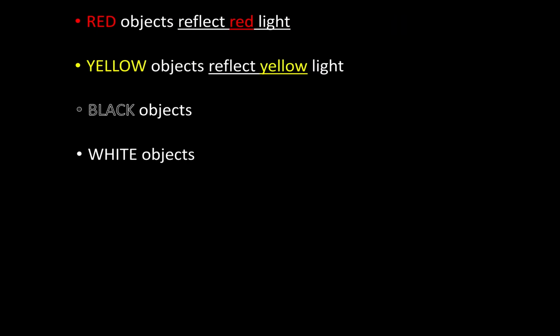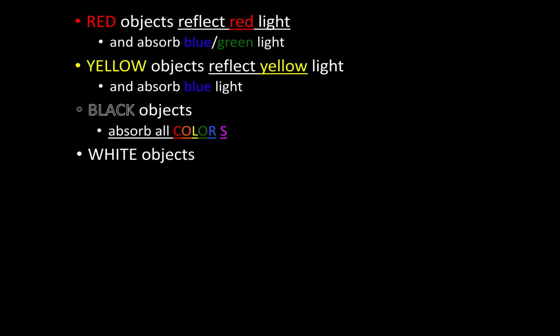So again, objects are the color they are because of the light that is available and the color that they reflect. Okay, so real quick here, red objects reflect red light. Yellow objects reflect yellow light. Black objects absorb all colors. So they don't reflect anything to your eyes, that's why they look black. White objects reflect all colors and absorb none of them. So when all colors are reflected to your eyes, your brain sees red, green, blue, and creates white out of it.